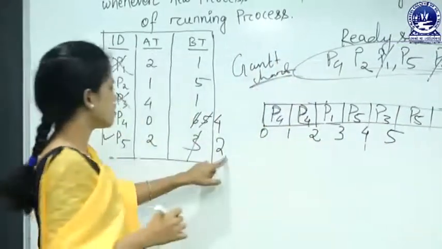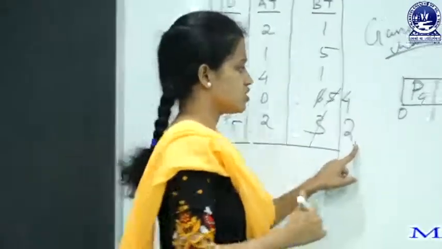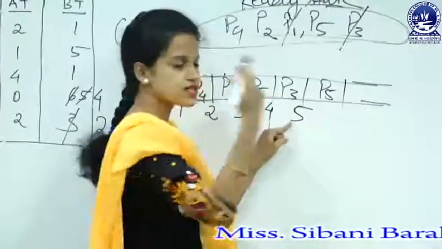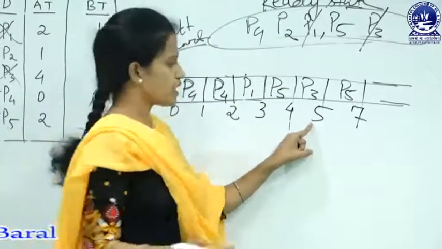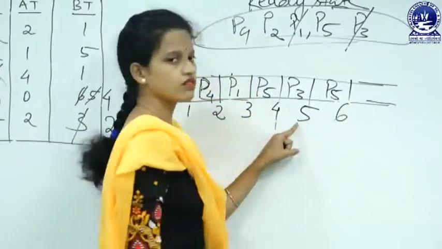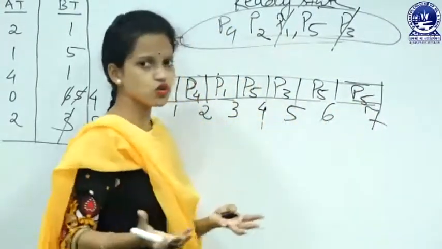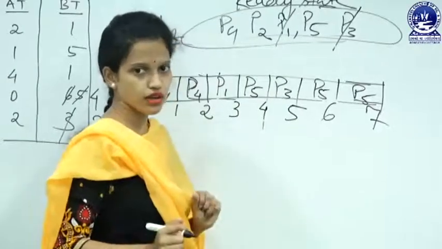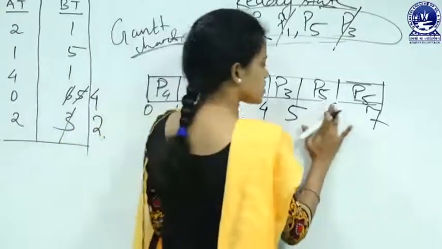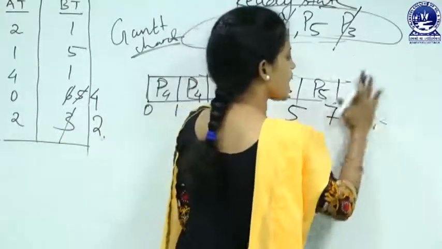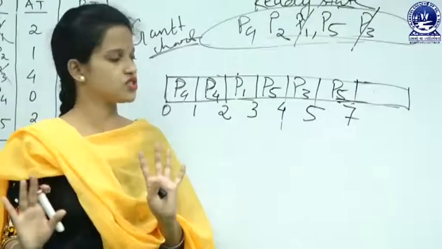How much time remains? The remaining time is 2 milliseconds to terminate its execution. So 5, 7. There is no need to check at 6 milliseconds, again 7 milliseconds, P5. There is no newly arrived process in the ready state, so it is not necessary. You just have to complete it as soon as possible, simply as SJF with non-preemption.